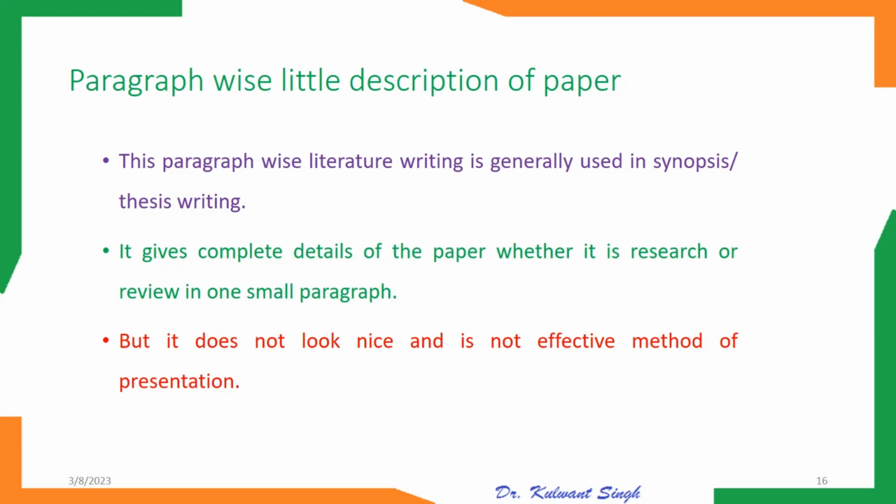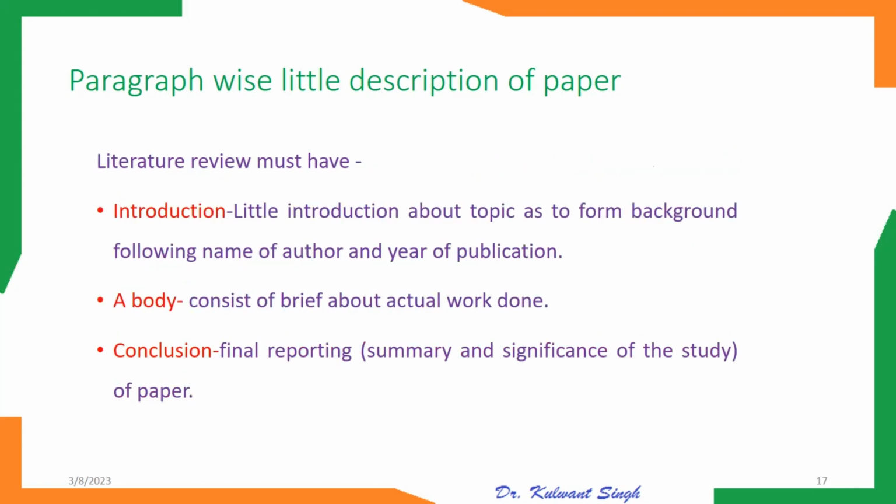Suppose in your literature review chapter, you have selected 30 papers, right? So you have to prepare 30 small paragraphs, one for each paper, if you follow this paragraph wise little description method. So when you start writing under this type, how to make the paragraph? What should be the main thing?